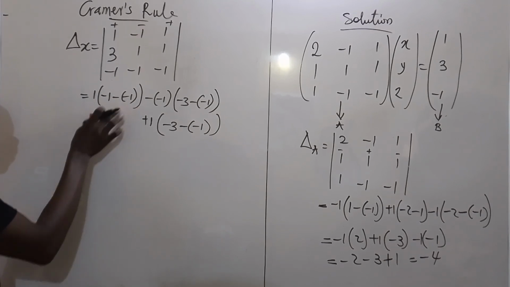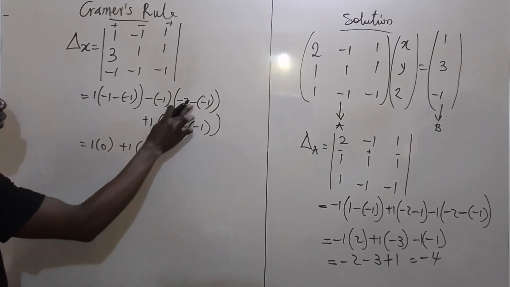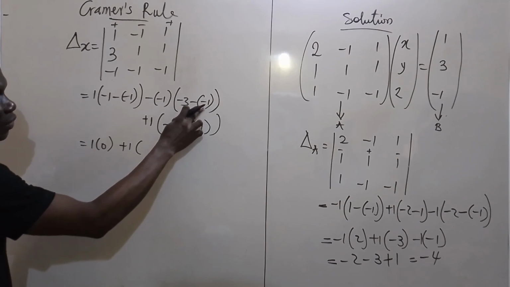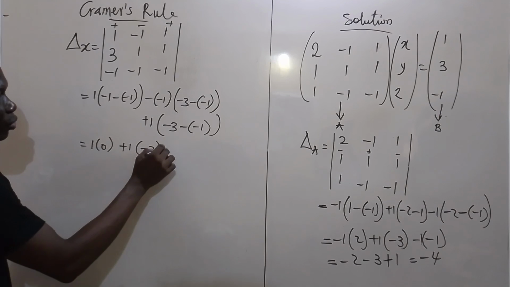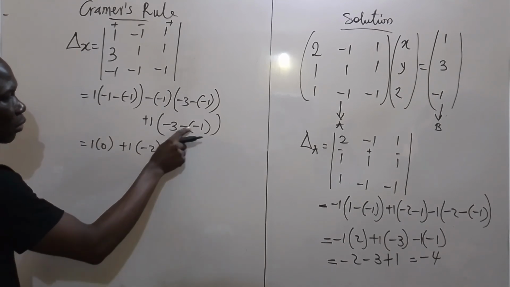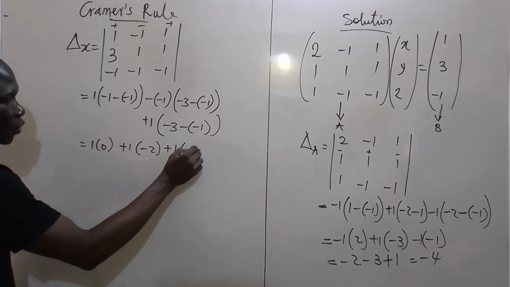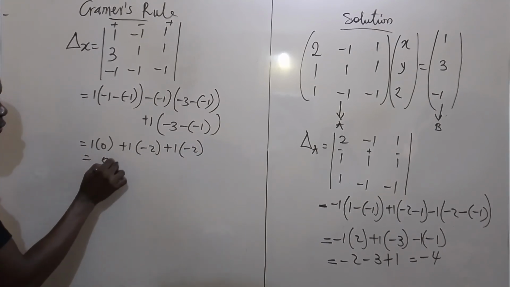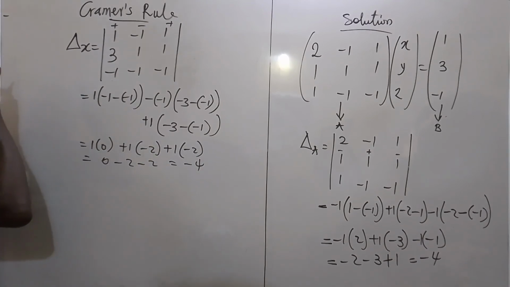So automatically this one here is 1 bracket 0. Okay, then plus 1 bracket. Minus 1 times minus times minus is plus. Minus 3 plus 1 is minus 2. So this is minus 2. Then plus 1. Minus times minus is plus. So minus 3 plus 1, minus 2 again. So 0, minus 2, minus 2. So this is minus 4.